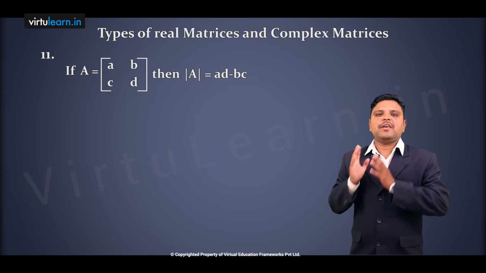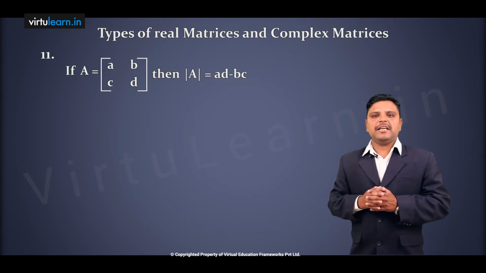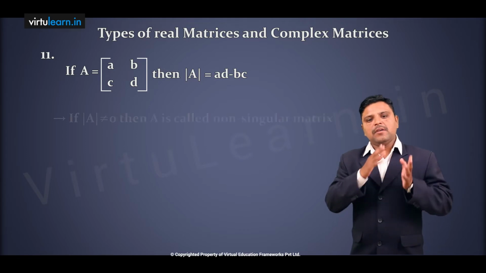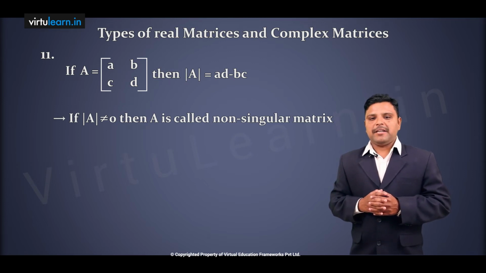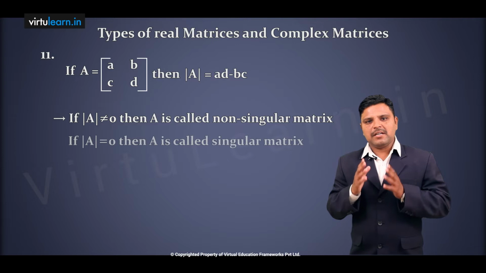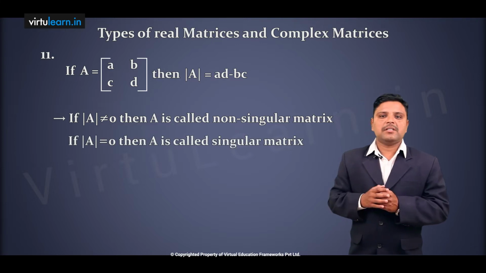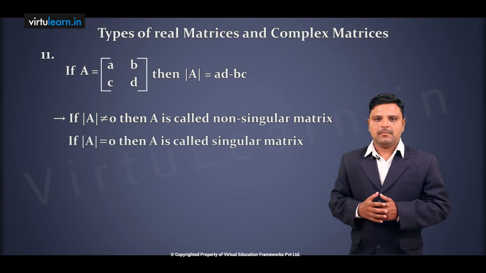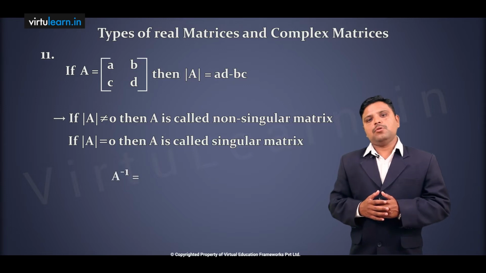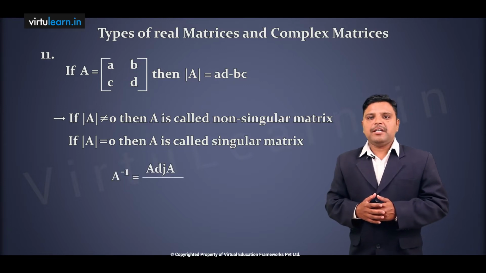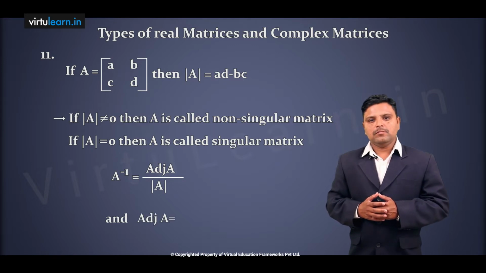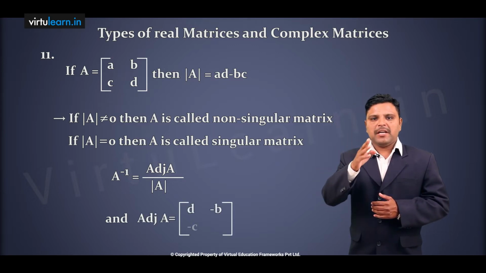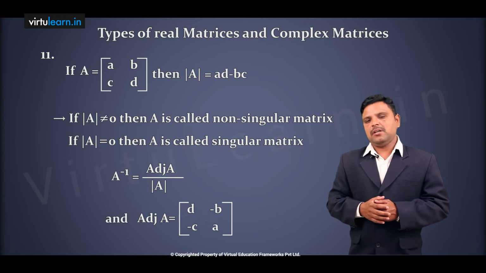Suppose determinant of A is not equal to 0, then A is called a non-singular matrix. If determinant of A equals 0, then A is called a singular matrix. Only if it is non-singular does the inverse exist. Therefore, A inverse equals adjoint A by determinant of A, where adjoint A equals d, minus b, minus c, a. This is the adjoint A matrix.